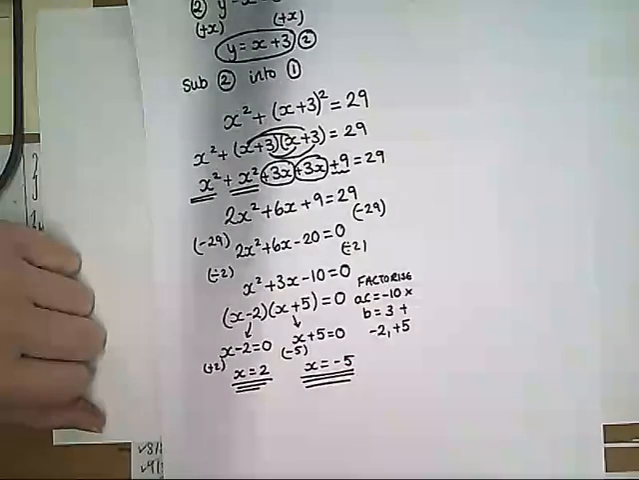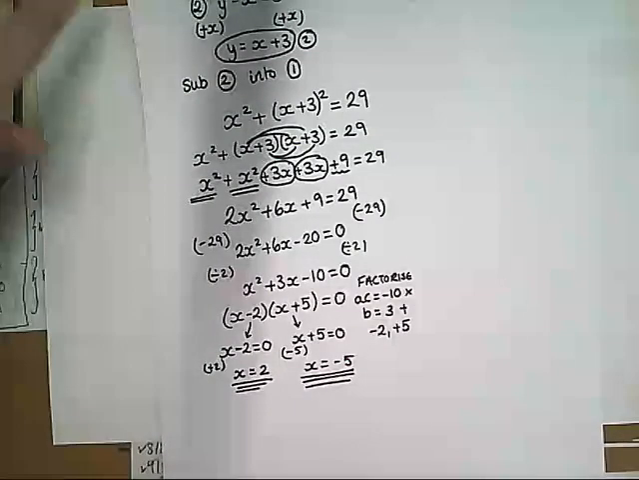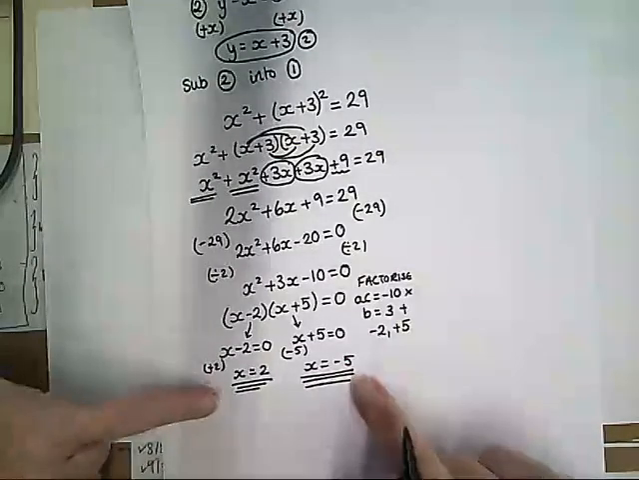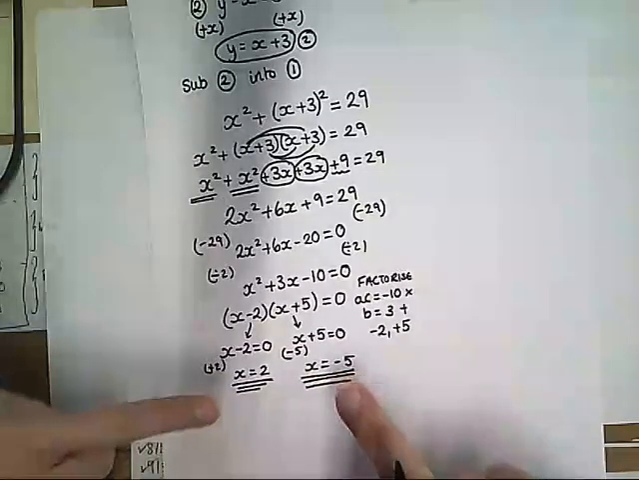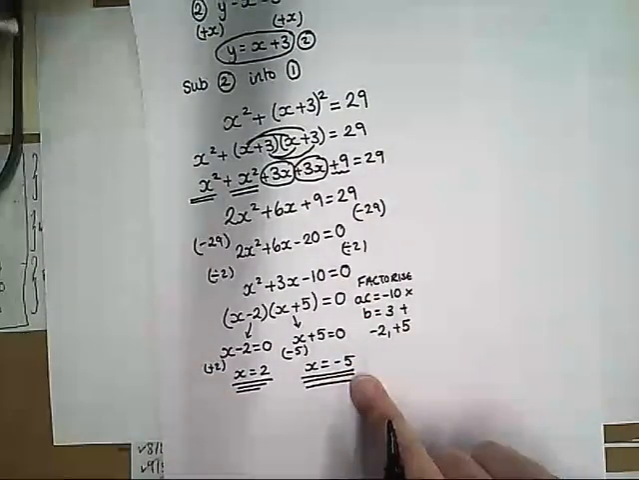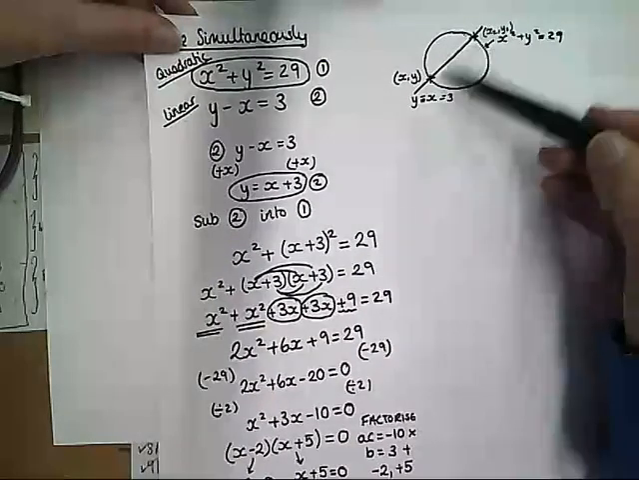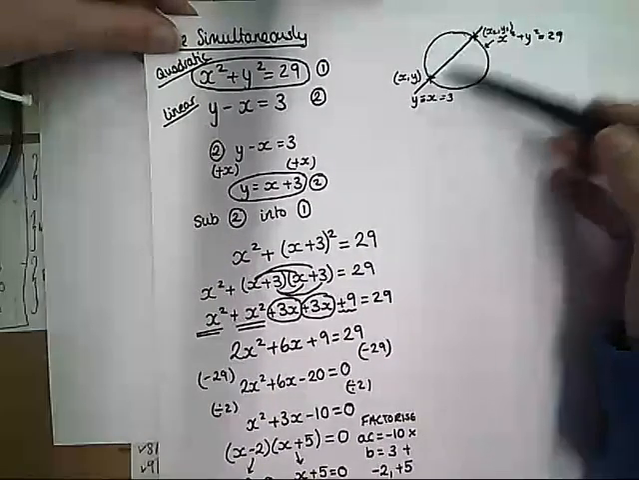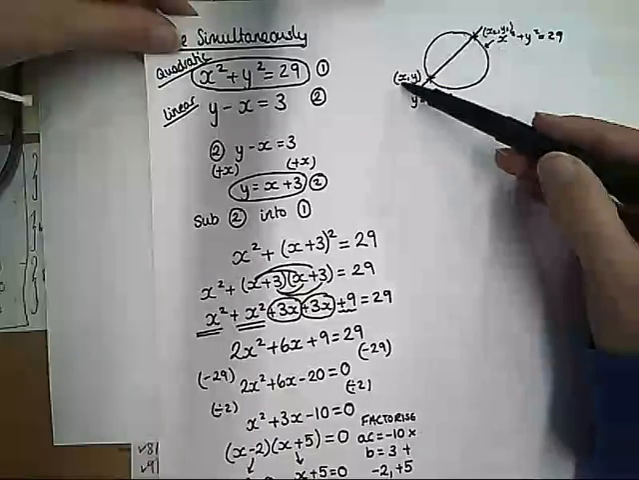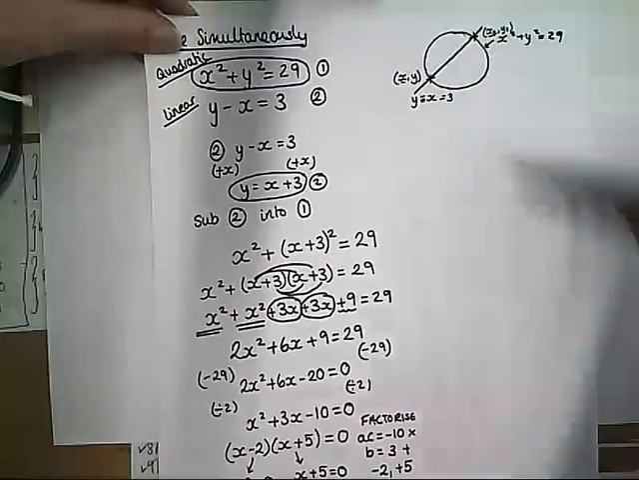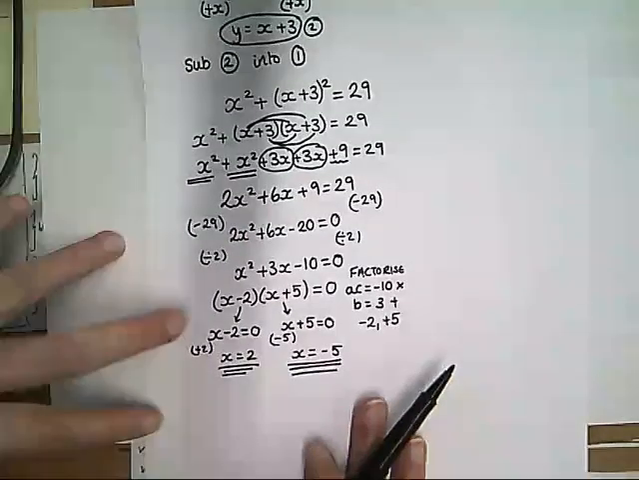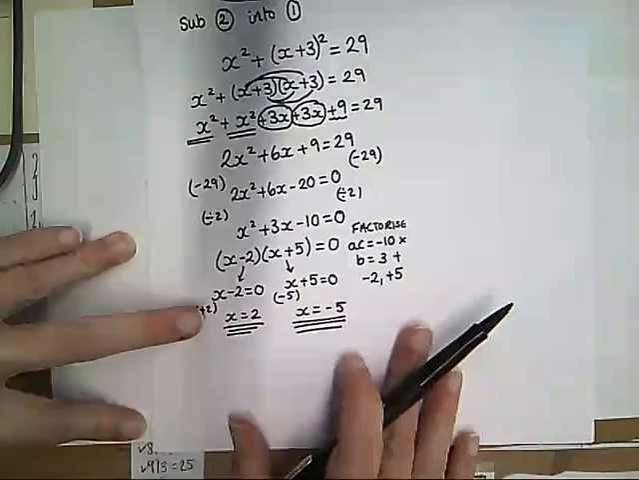Okay, what have we done? We have solved it simultaneously to find our values of x. We ended up with 2 values of x, which is what we were expecting, because when we sketched it, we thought it was probably going to intersect twice. So we've got an x here and an x here. Here are our 2 x values, 2 and minus 5. Now we have not finished yet because we need to find out our y values.